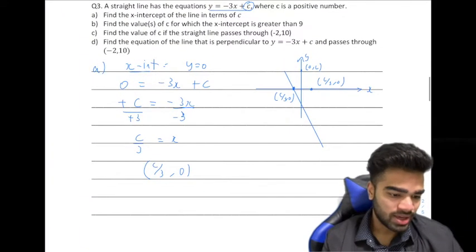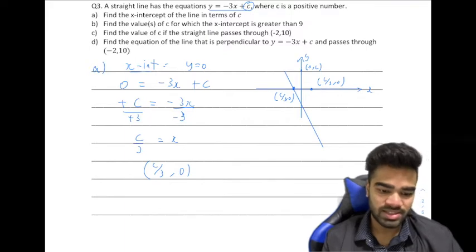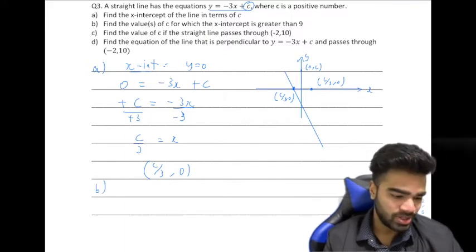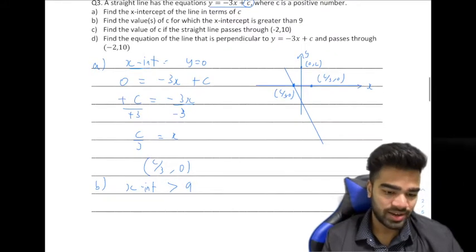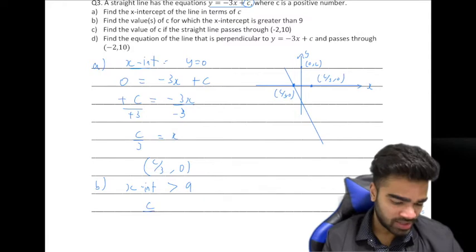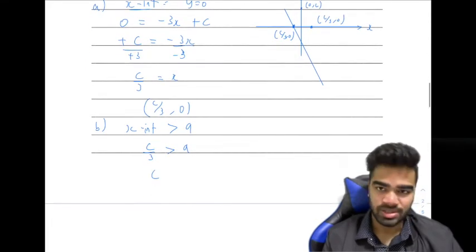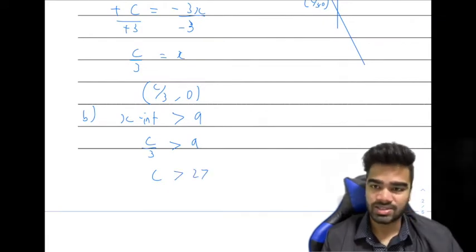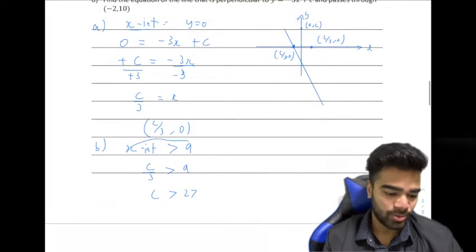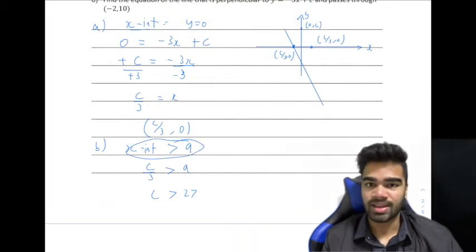All right, part B. Find the value of c for which the x-intercept is greater than 9. So it's similar to what we did before. So it's saying x-intercept has to be just greater than, not including. So just greater than 9. So then what is x-intercept? X-intercept is c over 3 has to be greater than 9. So then just pretty much really simple, guys. Multiply the 3 across. C is greater than 9 times 3 is 27. All right, so c has to be bigger than 27 if we want an x-intercept to be greater than 9. It's as simple as that.